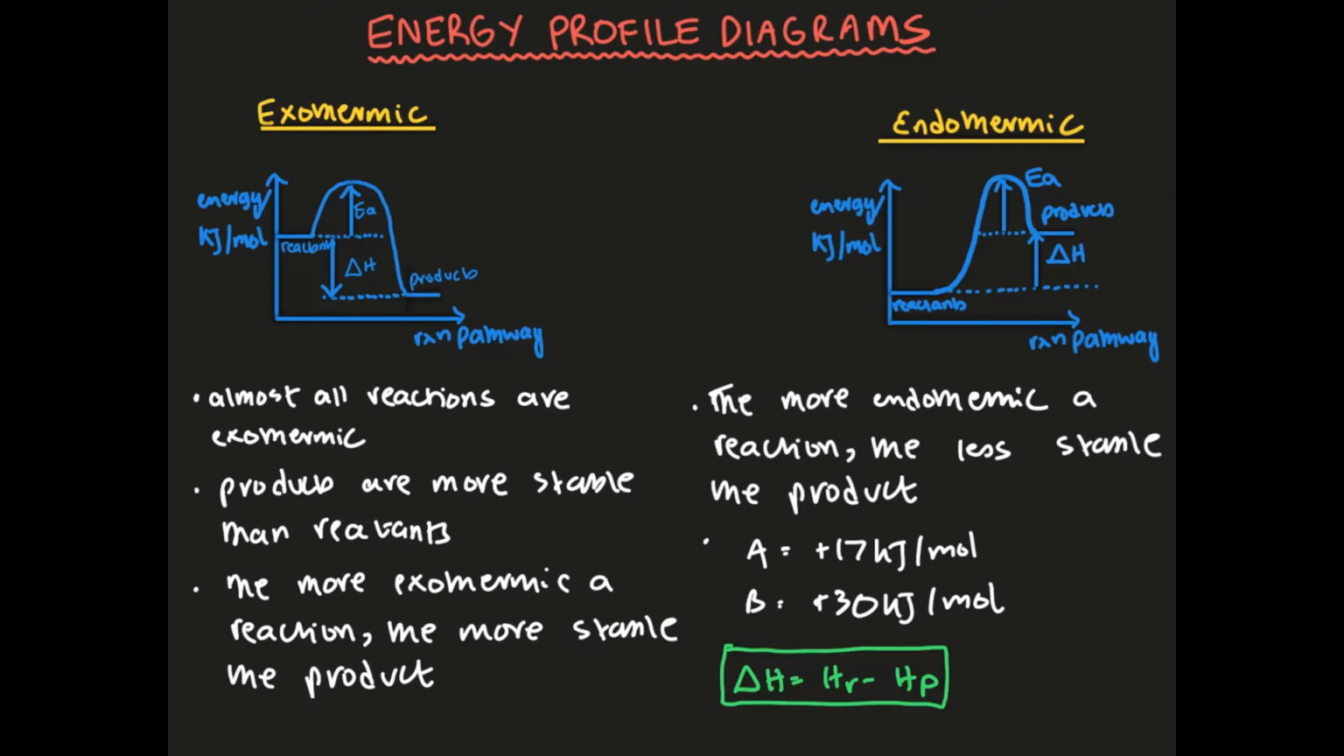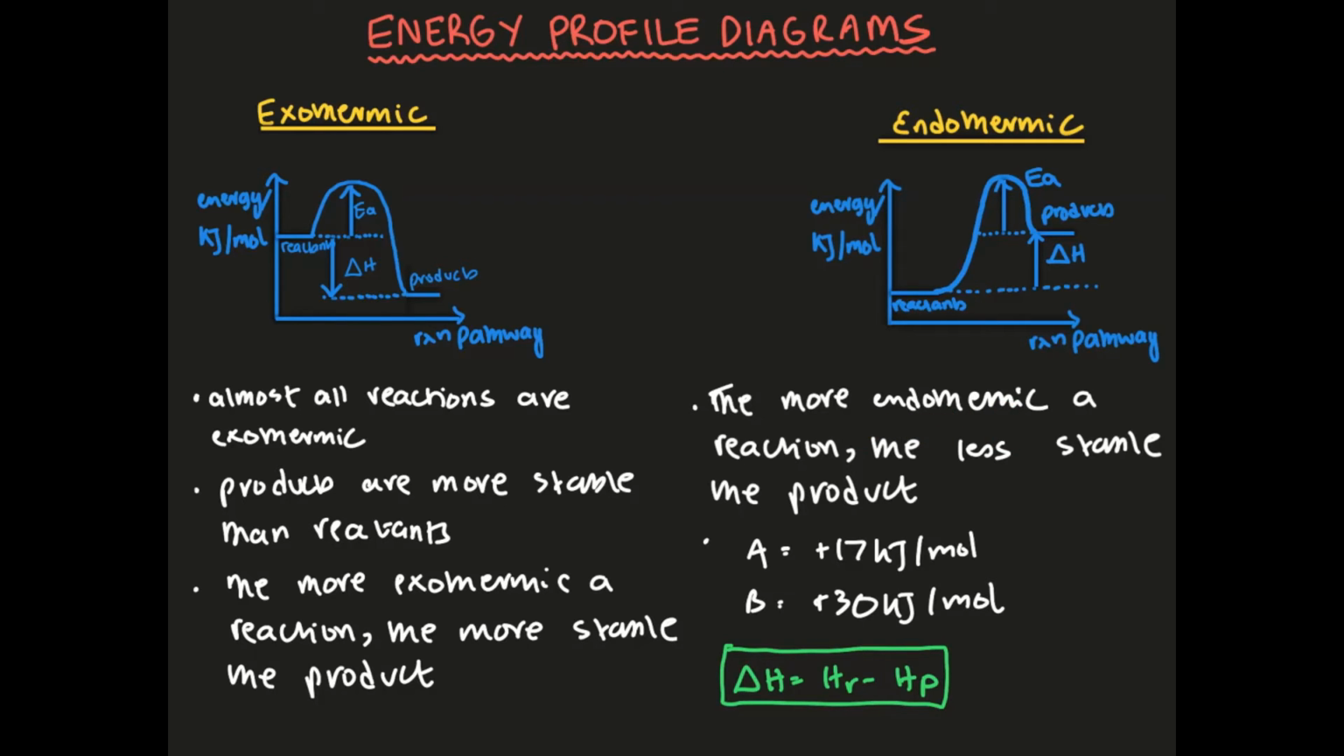Now this is going to be the exact opposite of exothermic reactions. So the more endothermic a reaction, the less stable the product. Why? Because if your reaction becomes more endothermic, the product is going to be at a higher energy level. And because it's going to be at a higher energy level, it's going to possess more energy and it's going to be more unstable. For example, if you have reaction A, in which the delta H is 17 kilojoules per mole, and reaction B, in which delta H is 30 kilojoules per mole, reaction A is going to be more likely to occur because this reaction is less endothermic.